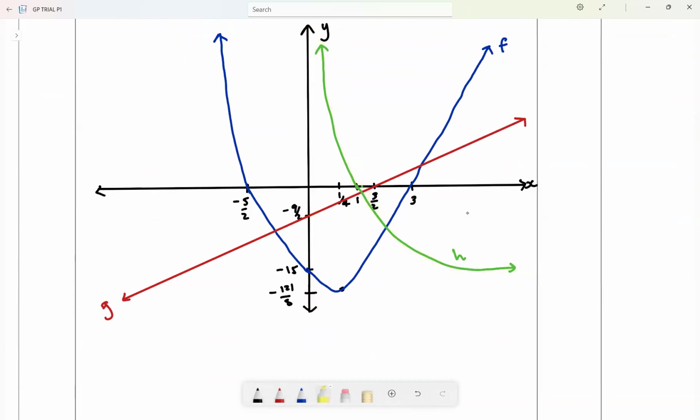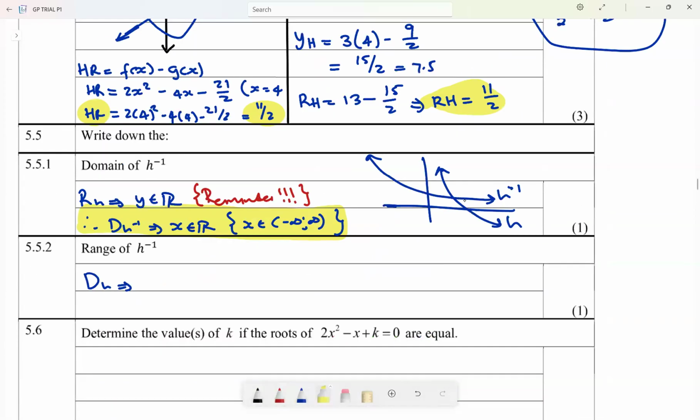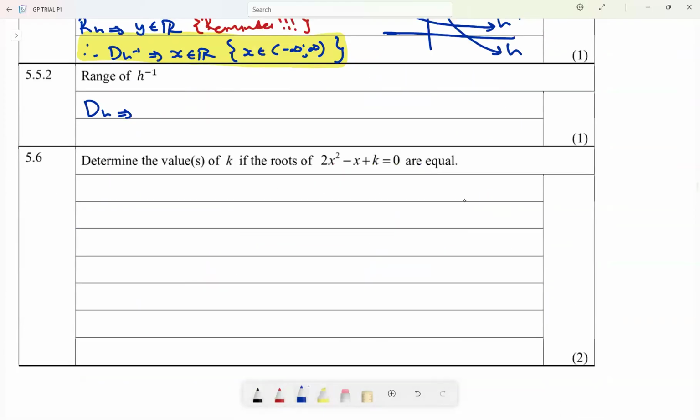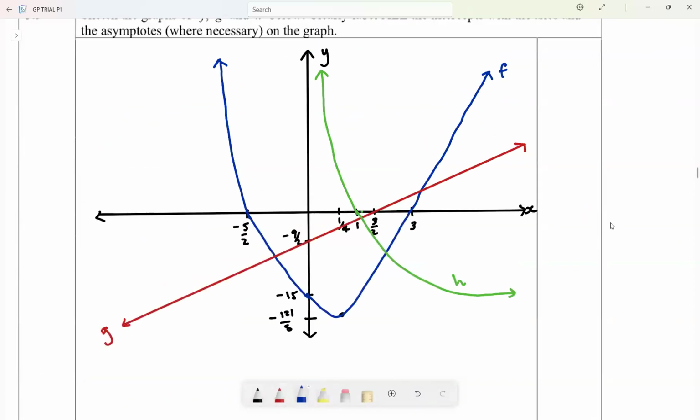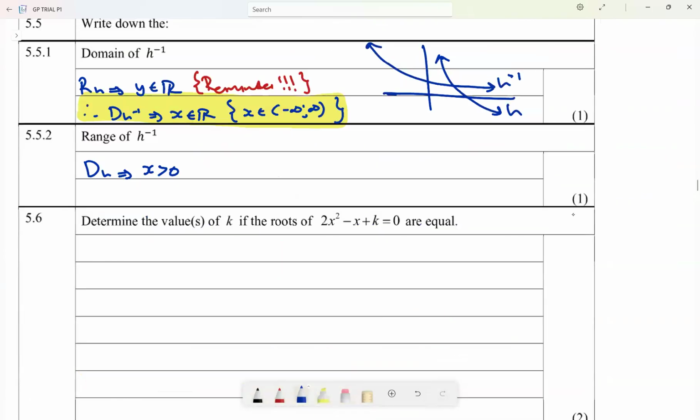The values of x, can you see, they do not start from negative infinity. They start at x is equal to 0 to positive infinity, but x is not equal to 0, so it does not touch. So the domain of h, it is x is greater than 0. Everything, when x is greater than 0, we find our function. Or someone might put it like this: x is from 0 to infinity.